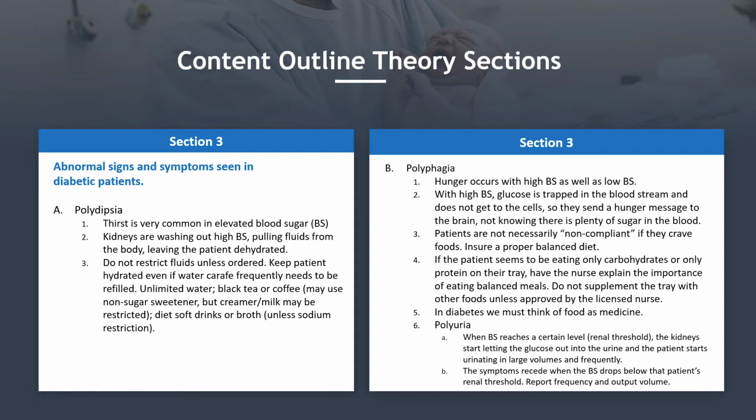Polyuria. When blood sugar reaches a certain level, the renal threshold, the kidneys start letting the glucose out into the urine, and the patient starts urinating in large volumes and frequently. The symptoms recede when the blood sugar drops below the patient's renal threshold. Report frequency and output volume.